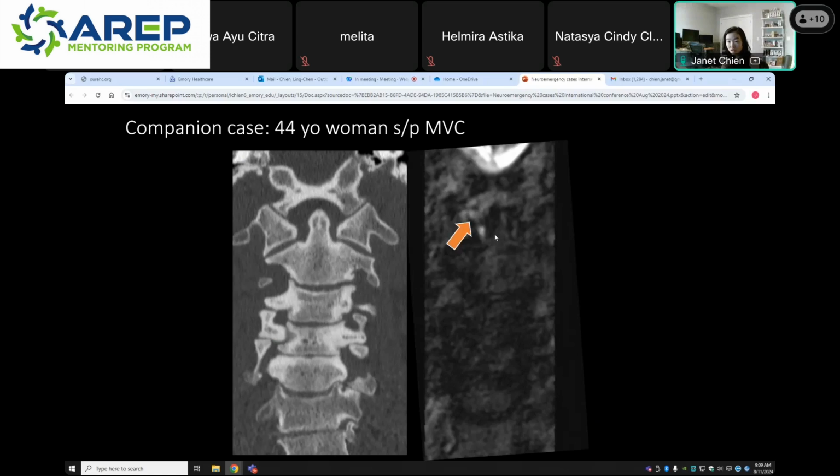And here you can see, this is your odontoid process going towards your occipital condyle, and there's also high-grade tearing of the right alar ligament here. So remember, your CT coronal reformats are super important to look at your cranial cervical junction alignment. And when in doubt, get the MRI.